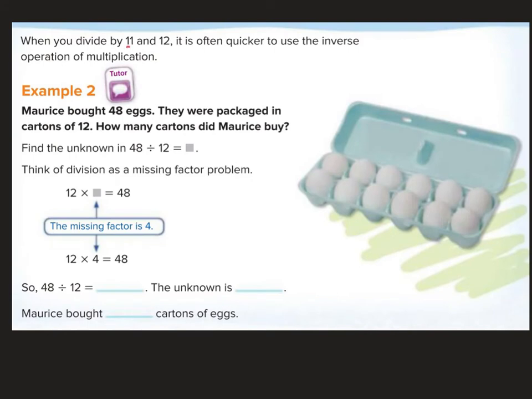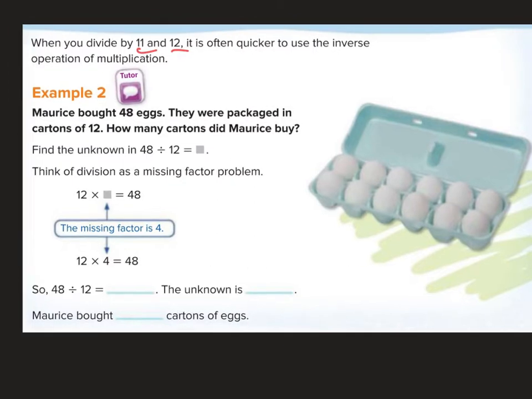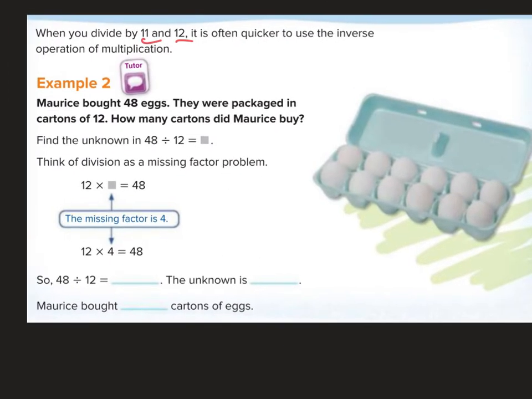When you divide by 11 and 12, it is often quicker to use the inverse operation of multiplication, which is what we did. Right? It would take a long time to draw 11 groups and put however many counters into each group. So it's often easier just to think of the multiplication problem.